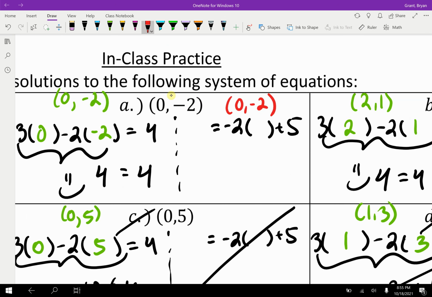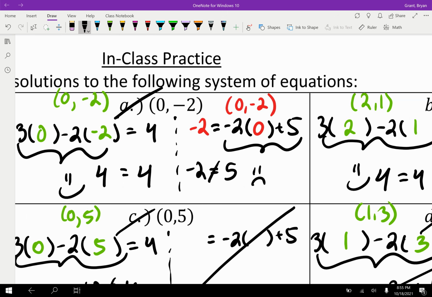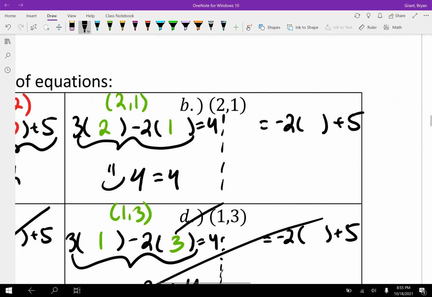And this one went y equals, so this is our y, this is our x. Negative 2 stays. On the right side, 0 plus 5 is 5. Negative 2 is not equal to 5, so that's not an answer. And hopefully this is it. Now be careful, because if this isn't it, it does not mean there's no solution here. It could just mean we haven't picked the right 4 coordinates yet. But hopefully I'm not that mean.